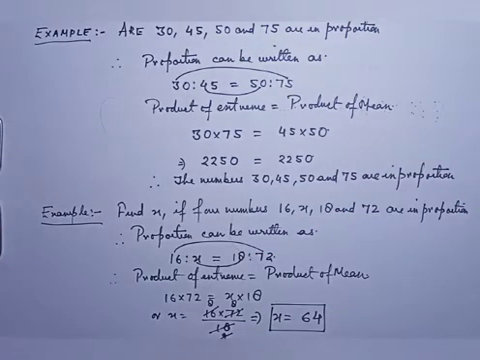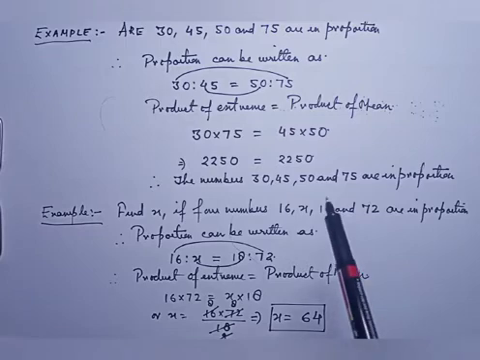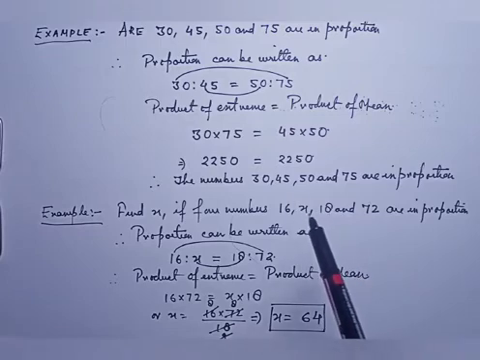Let us move to another example. Over here, the four quantities are given to you, but one quantity is unknown to you. So you have to find out the value of the unknown quantity.